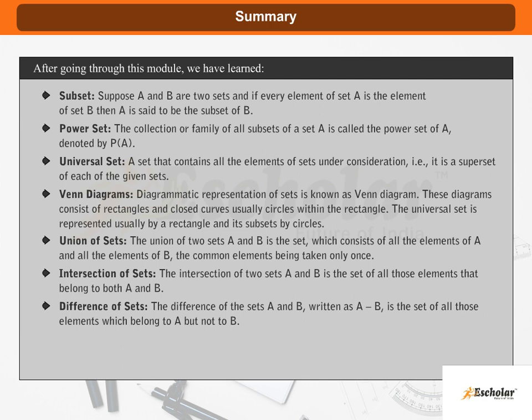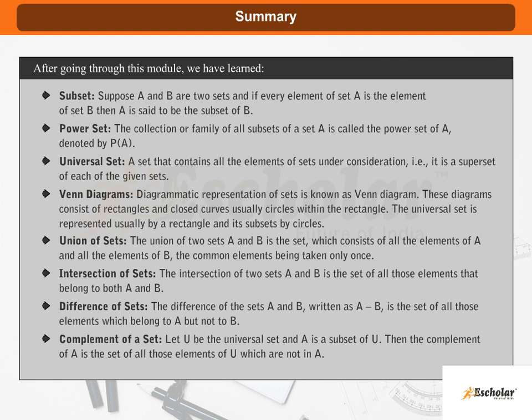Difference of sets. The difference of the sets A and B, written as A minus B, is the set of all those elements which belong to A but not to B. Complement of a set. Let U be the universal set and A is a subset of U. Then the complement of A is the set of all those elements of U which are not in A.